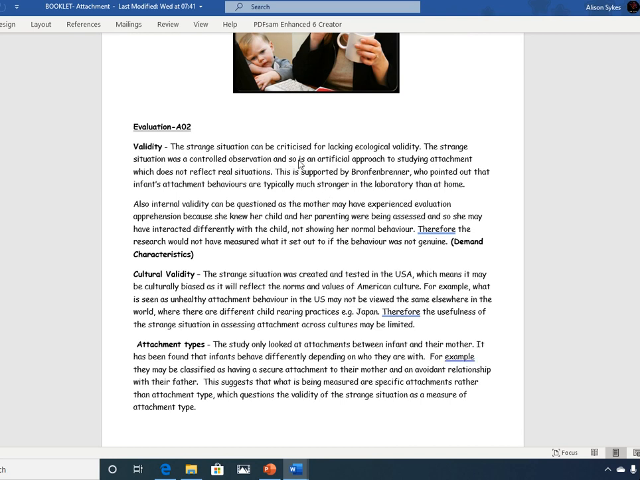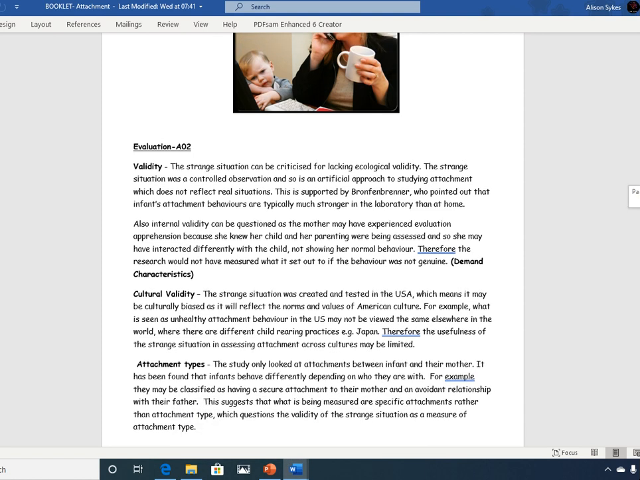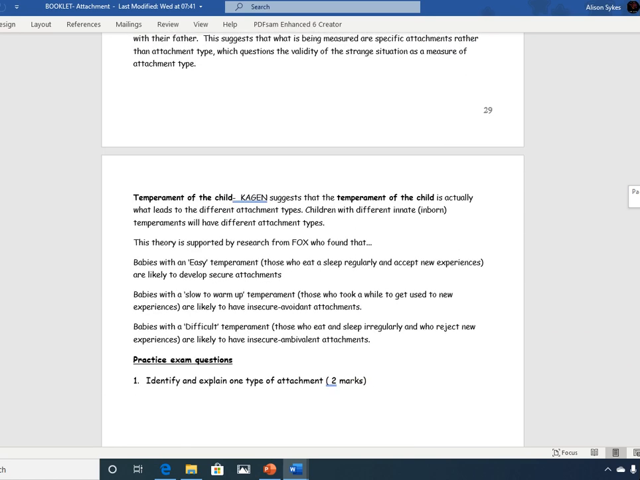So we've got the ecological validity and an explanation why. We've got a problem with internal validity, which largely is demand characteristics. We've got a problem with cultural validity, which we are going to look at over the next couple of lessons. And we've got this idea that it's only looking at one attachment type. There are then, again, we've got the temperament of the child.